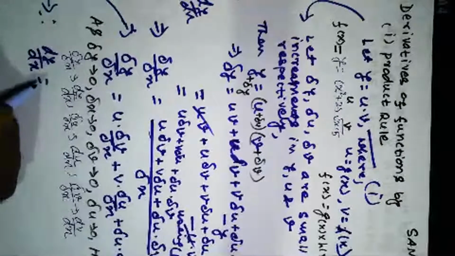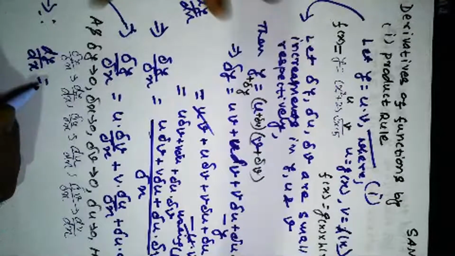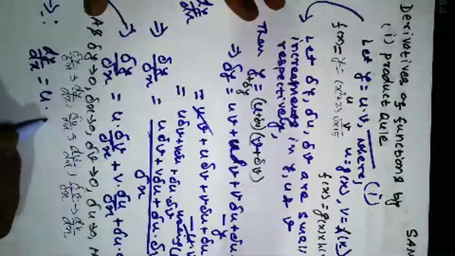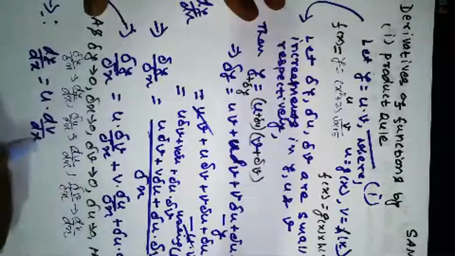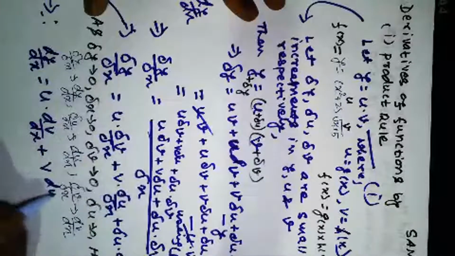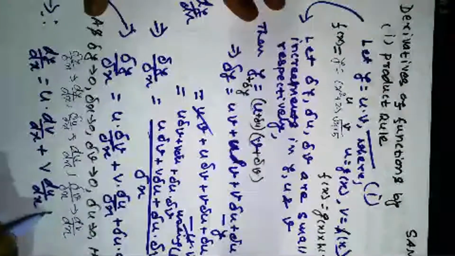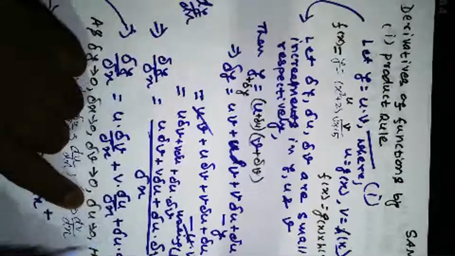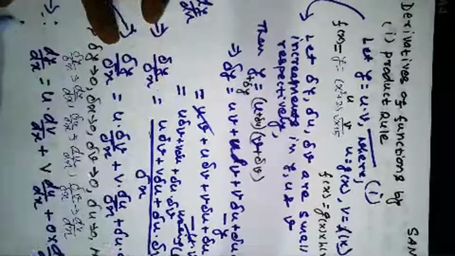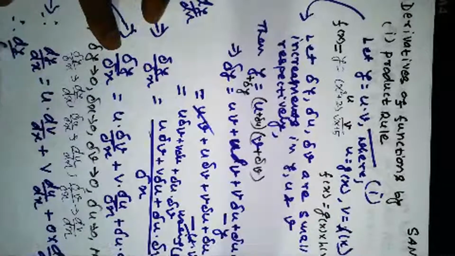equals u, and then this term delta v by delta x will become dv by dx, and then plus v times delta u will become du by dx, and plus this is delta u by something. Because this already tends to 0 and there is nothing more to do about this, we put 0, and then this will become dv by dx.